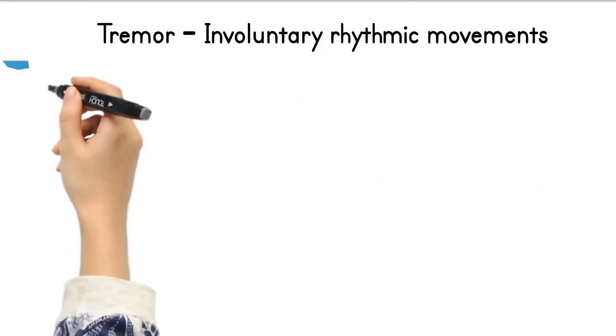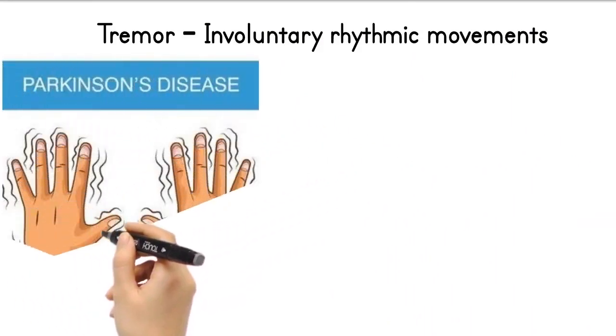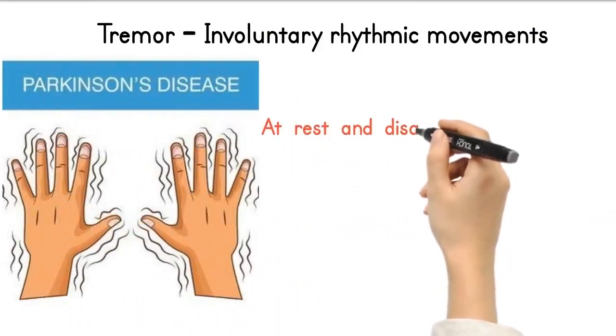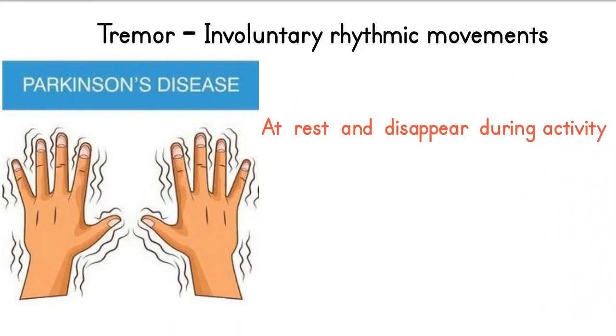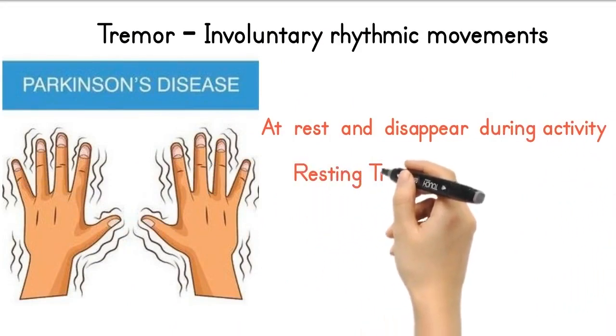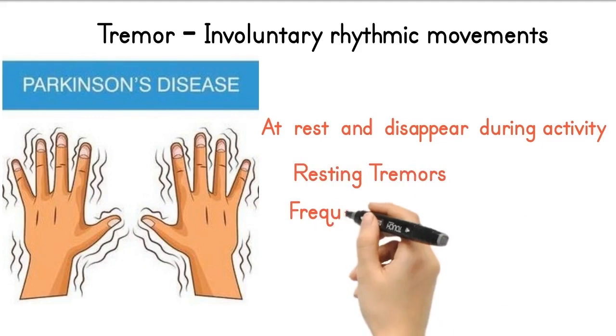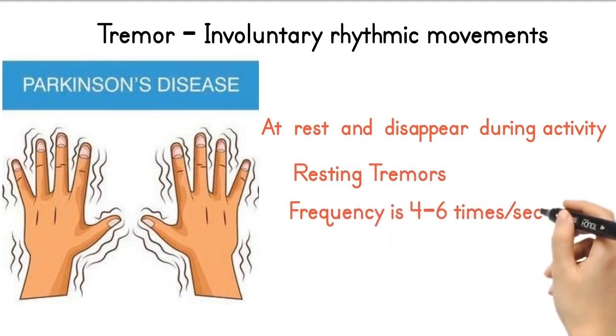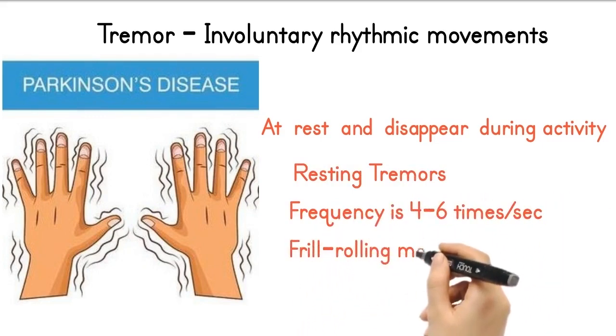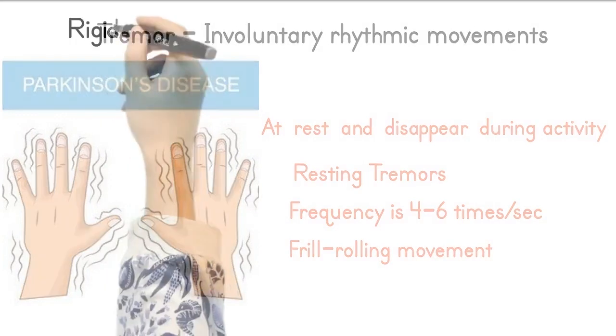Tremor, involuntary rhythmic oscillatory movements of the distal parts of the limbs and head. Tremors are present at rest and disappear during activity, so they are called resting tremors and are the hallmark of Parkinson's disease. Frequency is 4 to 6 times per second, seen as pill-rolling movements of the hand, i.e., rhythmic contraction of thumb over the first 2 fingers.